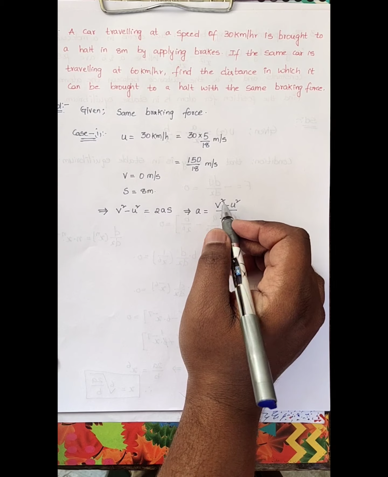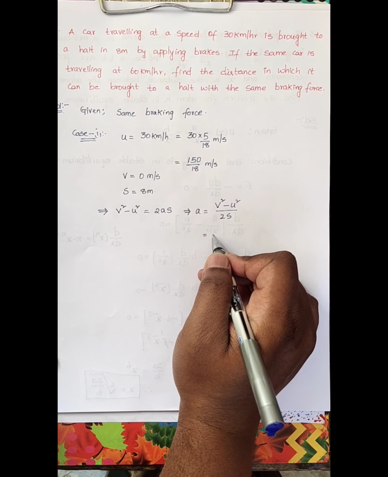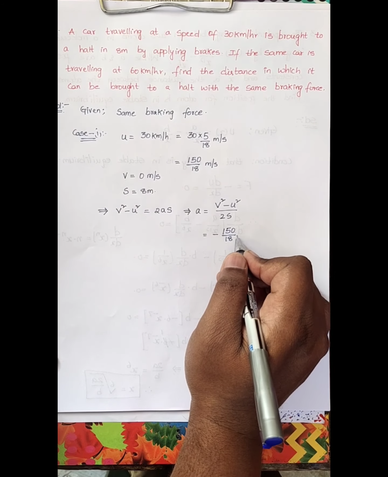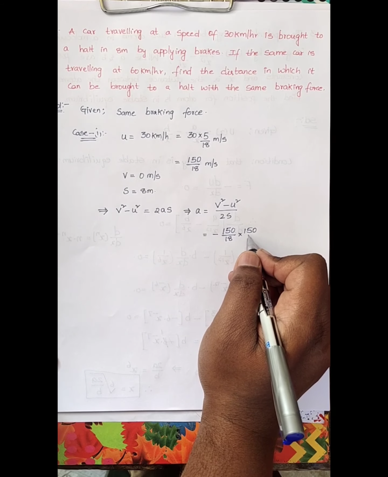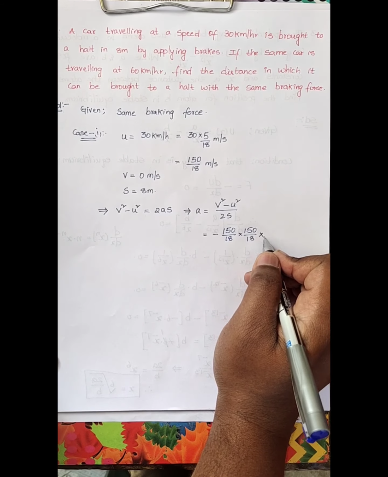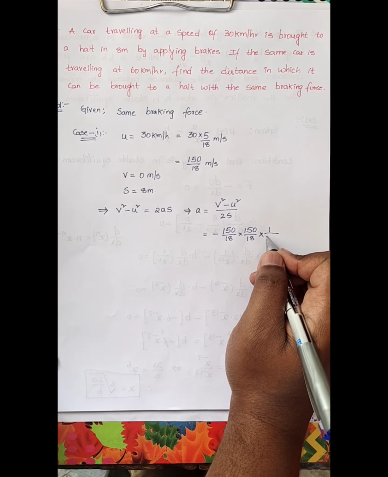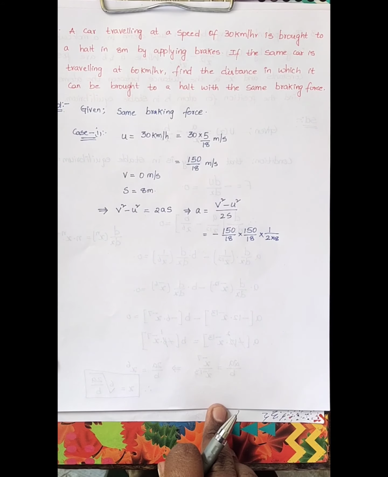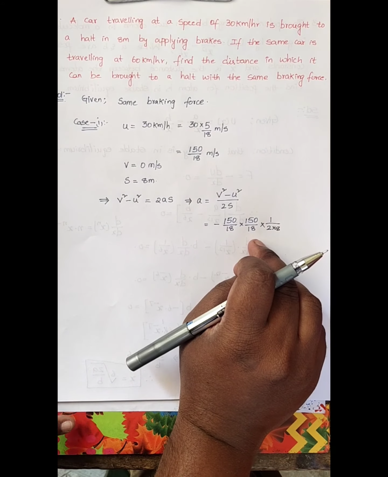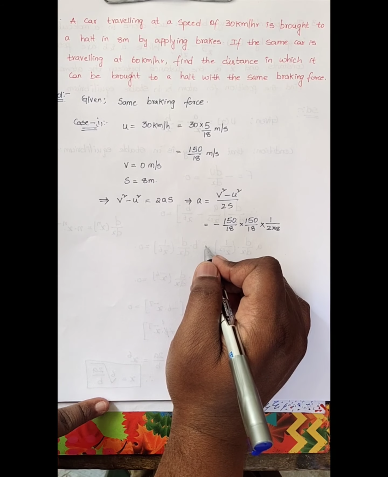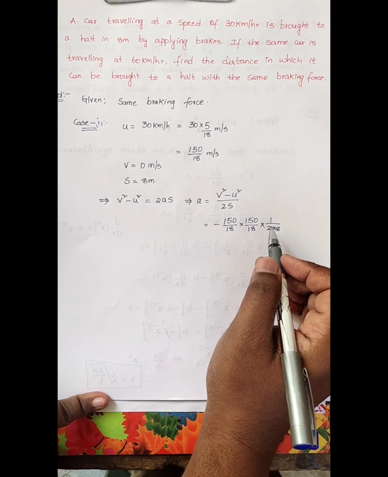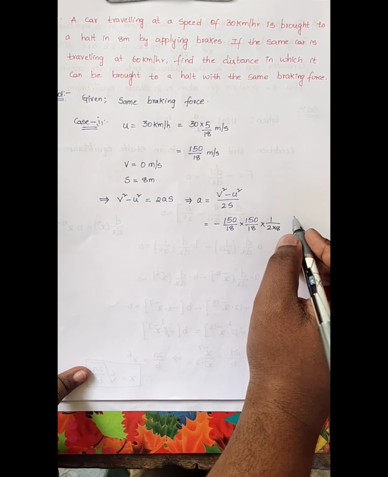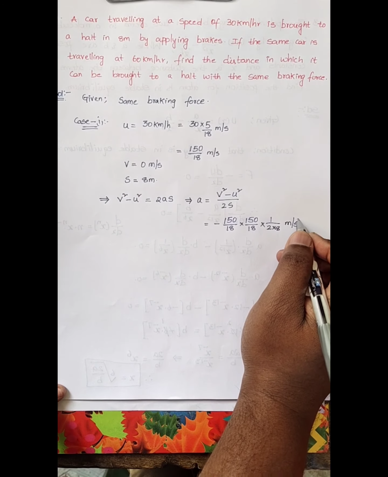As V is 0, this term will become 0 minus U square. U is this one, right? So 150 by 18 into whole square as it is, divided by 2 times S. S value is 8 meter. If you want, you can calculate in a simpler form, or you can continue this equation in this way only. Later on in case 2, it will be easy for us in the calculation part. So this is in meter per second square.